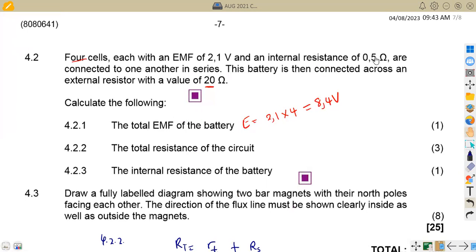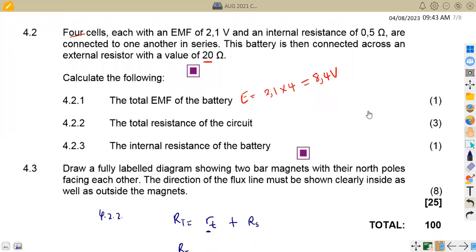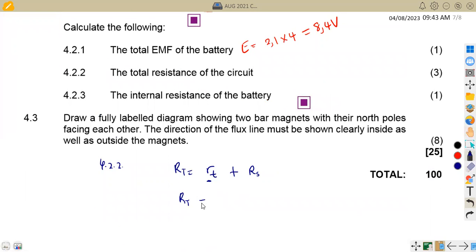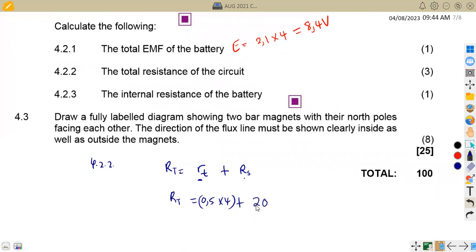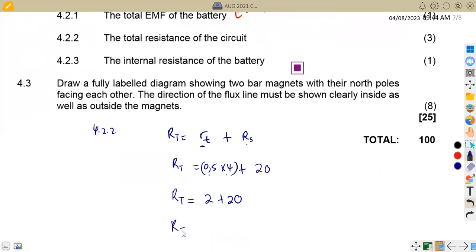The internal resistors that we are given are connected in series, each having an internal resistance of 0,5. There are 4 of them connected in series. So it is going to be 0,5 times 4 plus the series resistor that is later connected, which is the external resistor with a value of 20 ohms. We add it because it is in series. So 0,5 times 4 gives us 2, plus 20, this is going to give us 22 ohms as our total resistance. All right, so that was the simplification part that we have.